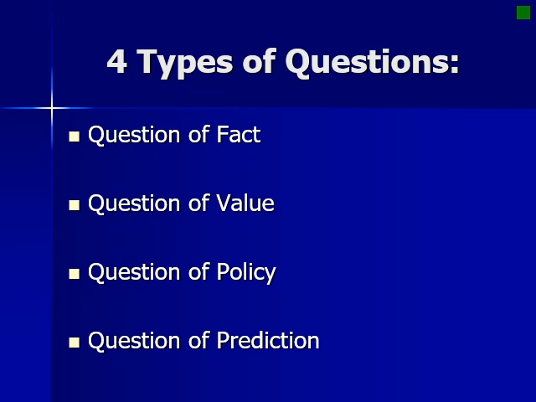And finally, there are questions of prediction, and these are questions that are seeking to forecast future conditions of facts, values, and or policies. So that means, for example, if we do this, what do we think will occur? Would be a question of prediction. So the 4 types of questions are question of fact, question of value, question of policy, and question of prediction.